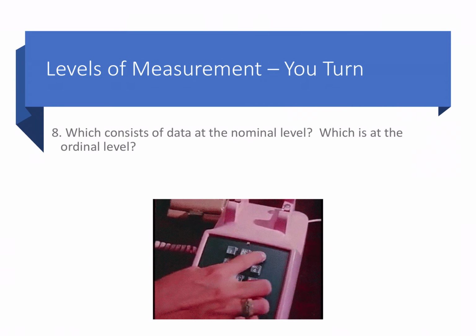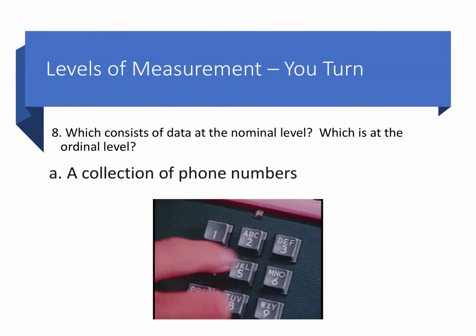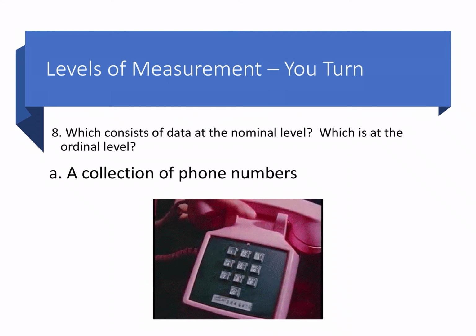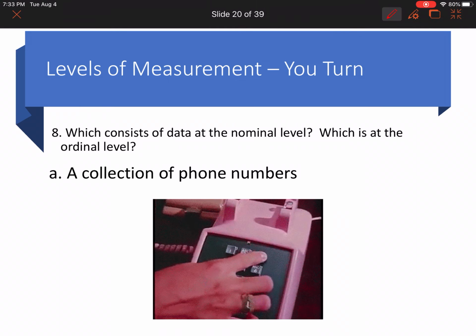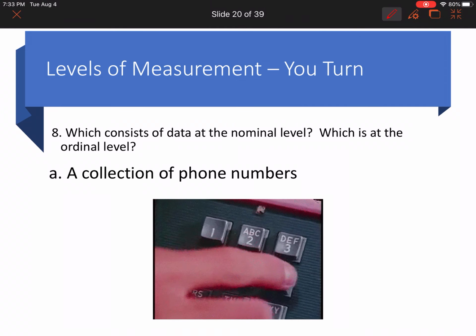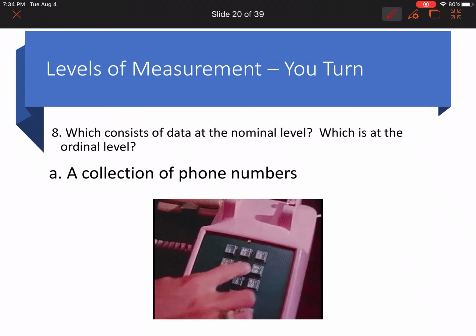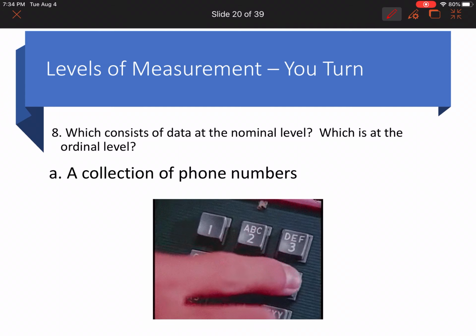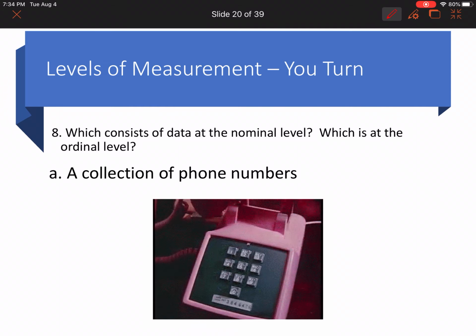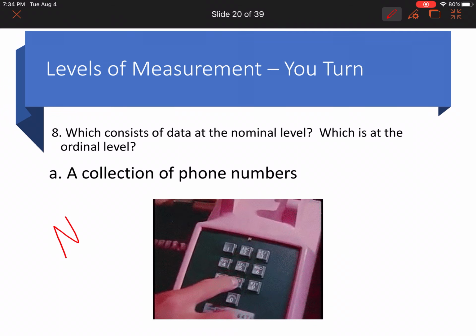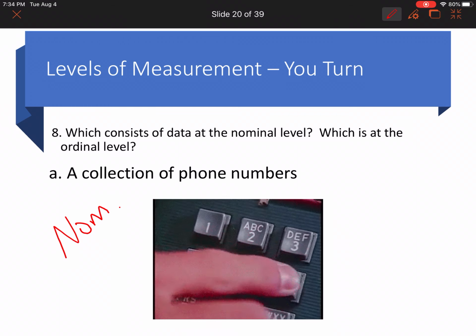Okay, I'll let you do the next two. What about a collection of phone numbers? Okay, can you do any math with phone numbers, or is there any order to it that makes any sense? No, not really. It's just a listing of numbers. It's kind of a label for if I need to get a hold of you. So there's no order to it. That would put that at the nominal level.